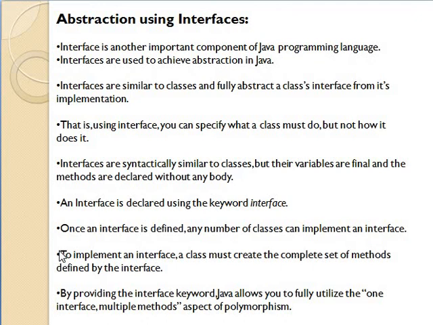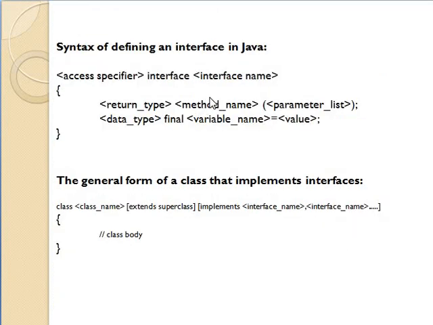Now look at this point, that is the second last point. It says to implement an interface, a class must create the complete set of methods defined by the interface. That means all the set of methods that has been declared inside the interface should be created inside the body of this class, and all those methods will now contain the body part.